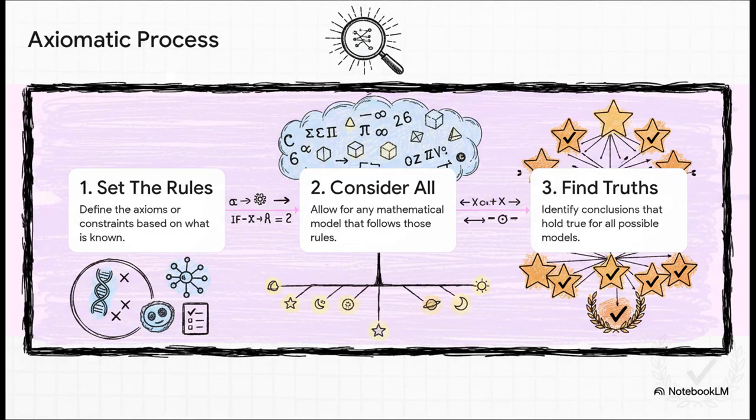The process itself is actually pretty simple and super logical. First, you lay down your ground rules. These are your axioms. Step 2, and this is the key part, instead of trying to pick one perfect model, you consider every single possible model that doesn't break your rules. Then, for step 3, you just look for the things that are true across all of them. See, if every single valid scenario leads you to the same conclusion, bam, you just found a universal truth.